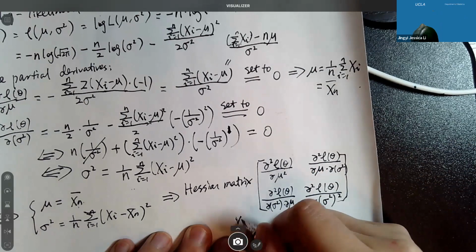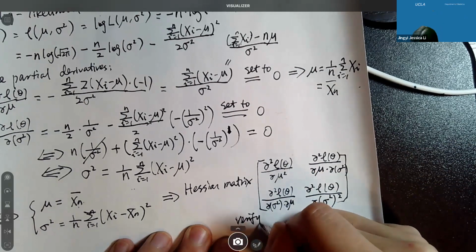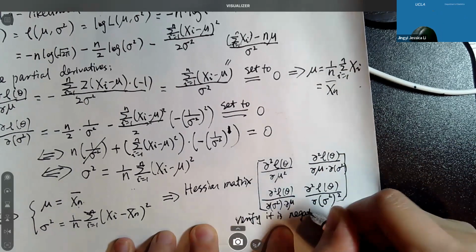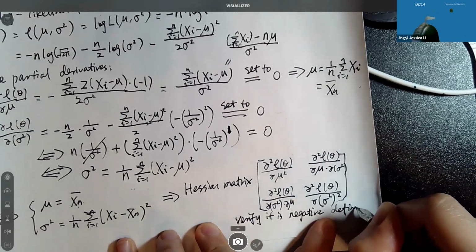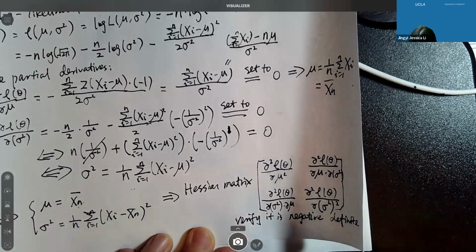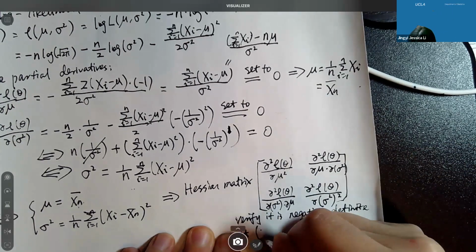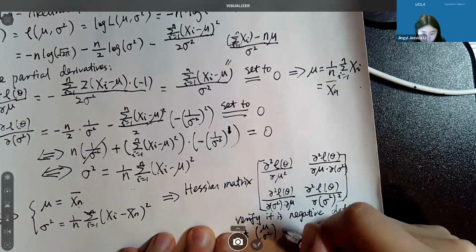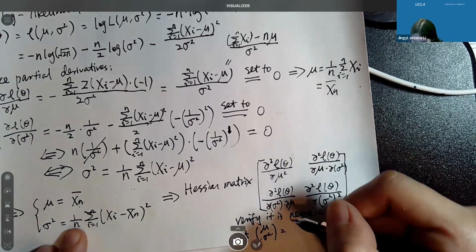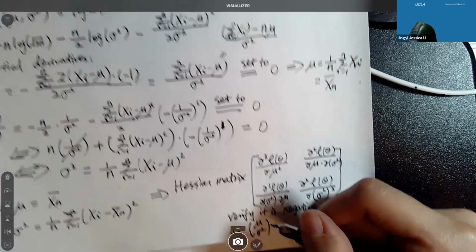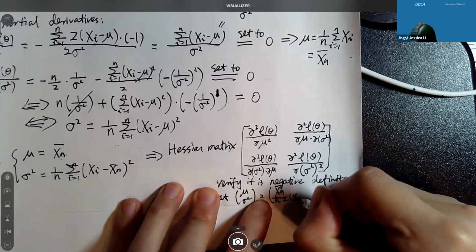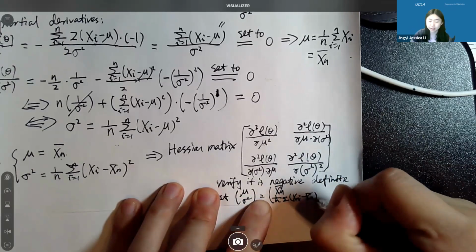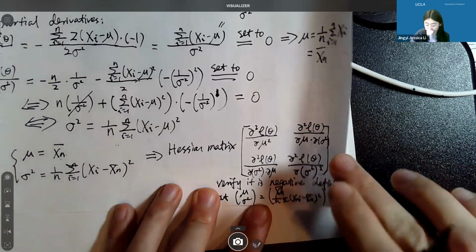Verify it is negative definite at this mu and sigma square equal to the values we found here. Let me scroll this up a little bit. Xn bar and 1 over n summation of xi minus xn bar square. Okay, at these two values, this Hessian matrix is negative definite.